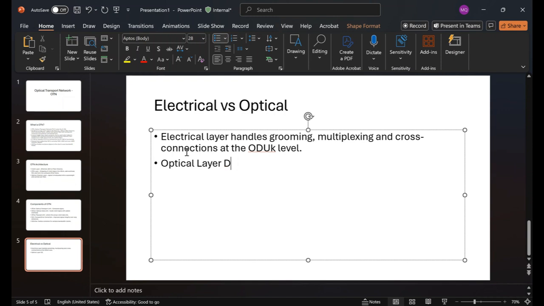The optical layer deals with WDM channels, ROADMs, and optical switching. In practice, your OSN devices will use both electrical for service mapping and optical for fiber level transmissions.